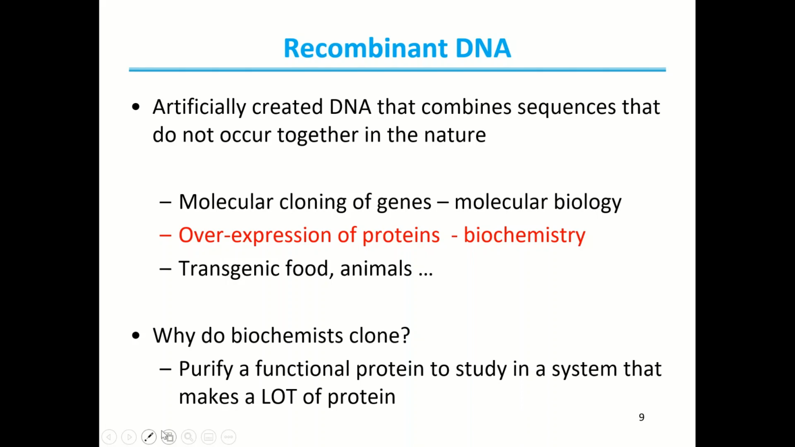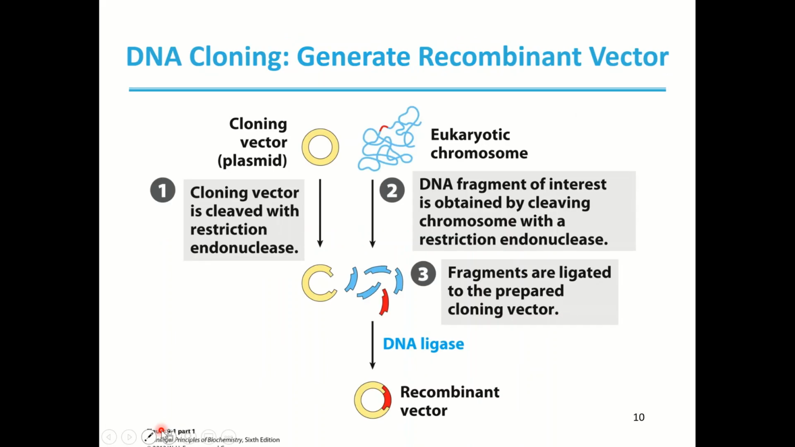It's a lot easier to study it when you do that than if you're trying to extract human hemoglobin from, let's say, blood or something. You get much more of it when you overexpress it in bacteria cells. Okay, so let's go through the steps of this.